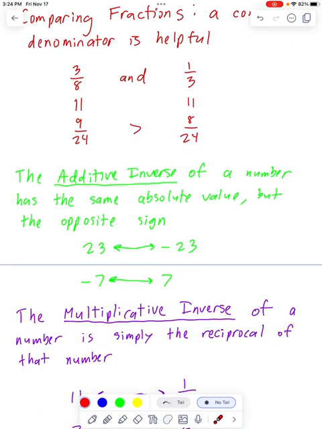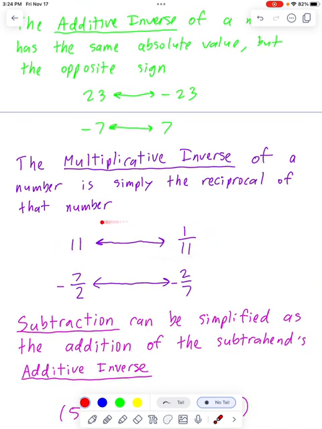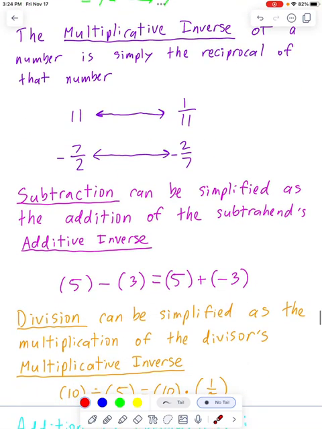The additive inverse of a number has the same absolute value, but the opposite sign. So these are additive inverses, these are additive inverses. The multiplicative inverse of a number is simply the reciprocal of that number. So these are multiplicative inverses, and these are multiplicative inverses. They have the same sign, keep that in mind. Subtraction can be generalized or simplified as the addition of the subtrahend's additive inverse.